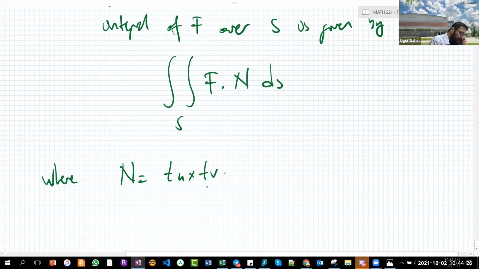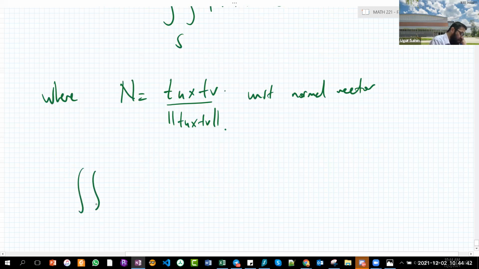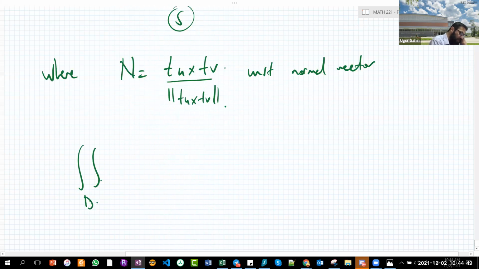I can divide the normal vector by its length to make it the unit vector. So now it's going to be the unit normal vector. Why do I do this? Now I'm going to show you. As you know, this surface integral is over the domain D, the UV domain. You need to use the parametrization of your surface this way.